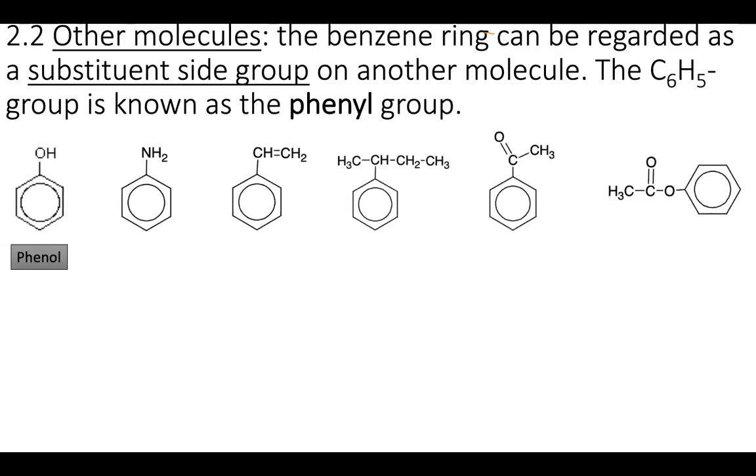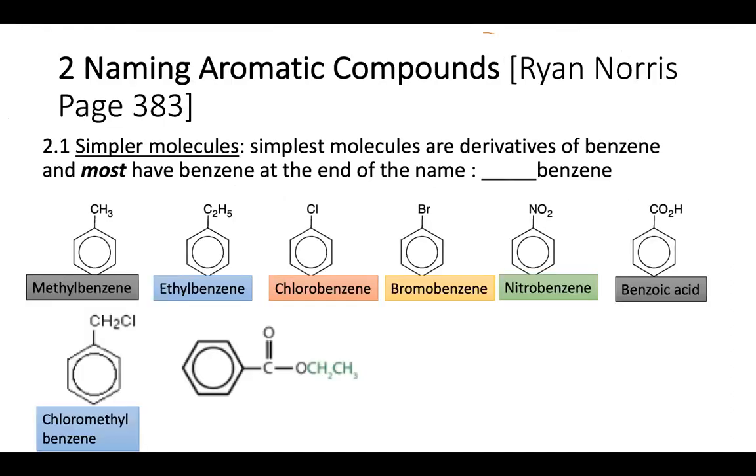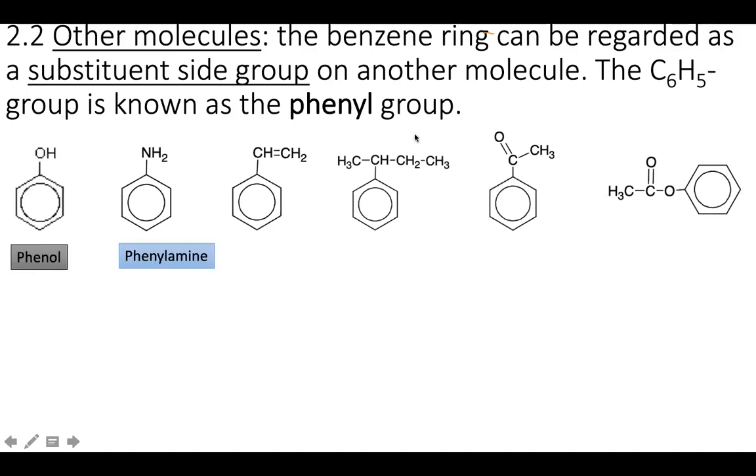Okay. The next one, NH2, it's called phenylamine. You've already come across a functional group. Well, briefly, anything with NH2 is an amine. Ethylamine, methylamine, butylamine, and etc. So now it's phenylamine, not benzylamine. Okay. Do not confuse NH2 with NO2. NO2 is a nitro. NH2 is an amine. Now you have an ethene. Okay, so we call it a phenylethene.